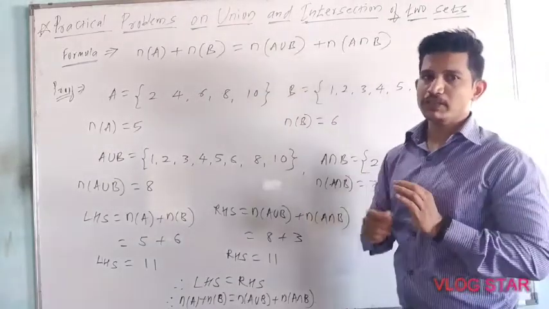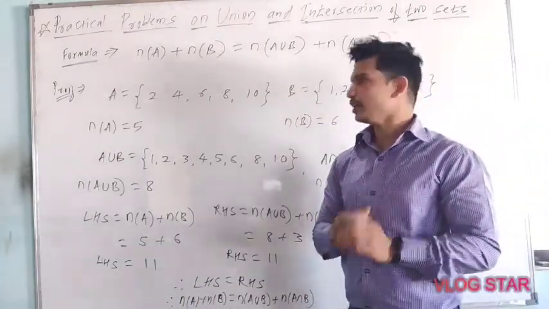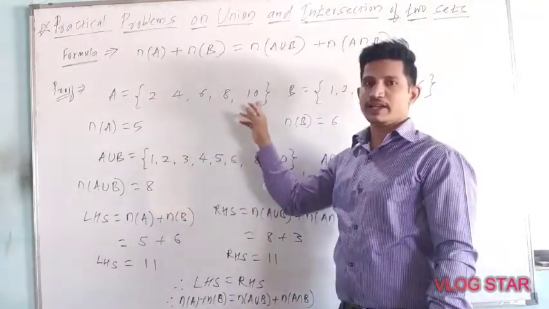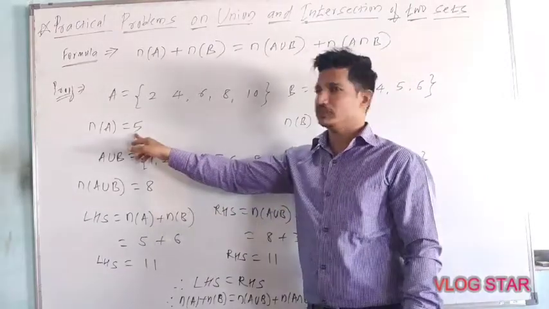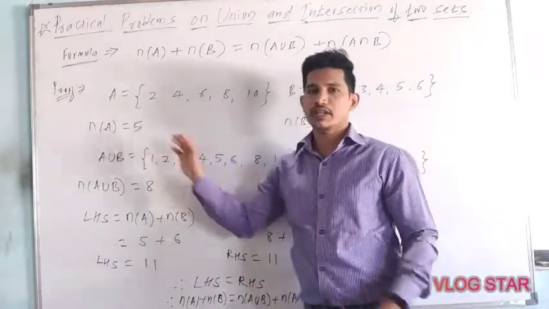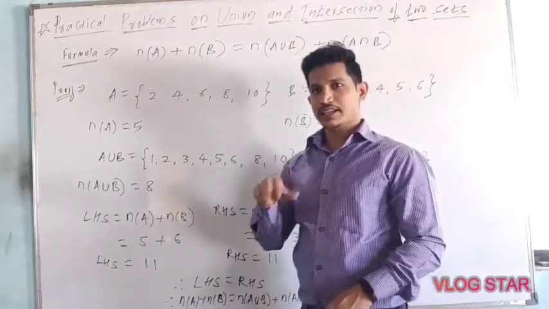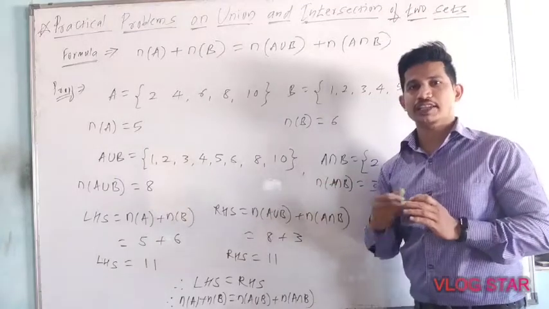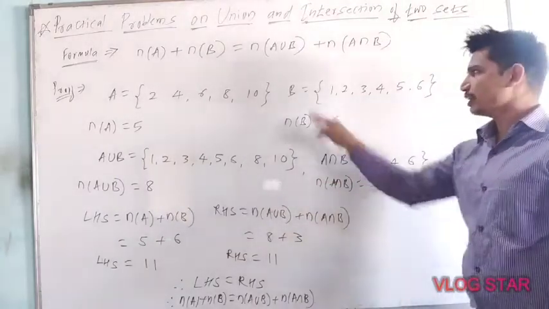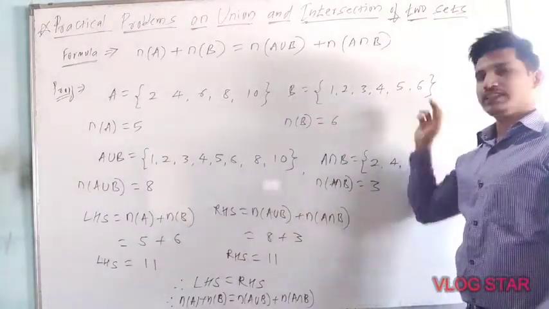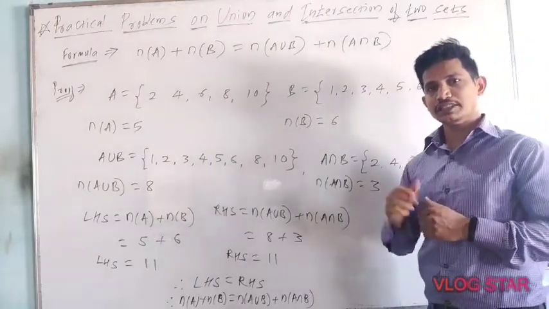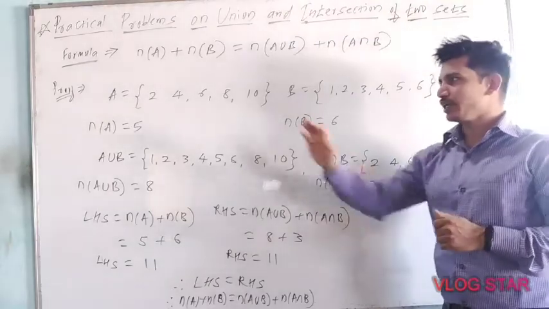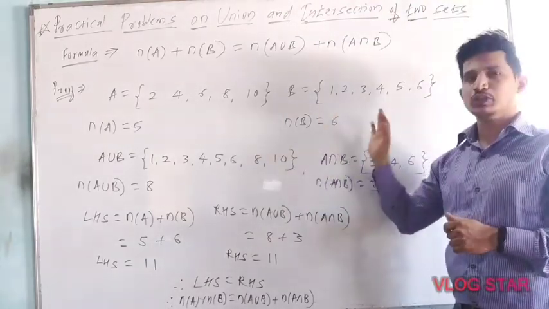Now let's see how many elements A has. A में कितने elements है? So 1, 2, 3, 4, 5. In A there are 5 elements. So n of A is 5, the number of elements in A. Now see how many elements are there in B. B में कितने elements है? 1, 2, 3, 4, 5, 6. So total there are 6 elements. Therefore n of B is equal to 6. Okay, n of A is 5, n of B is 6.